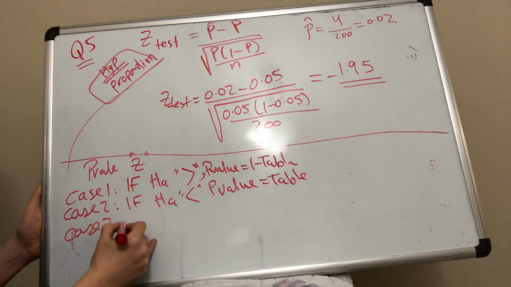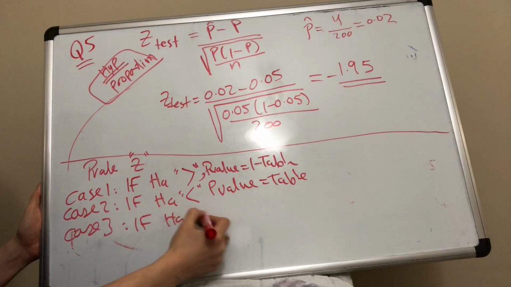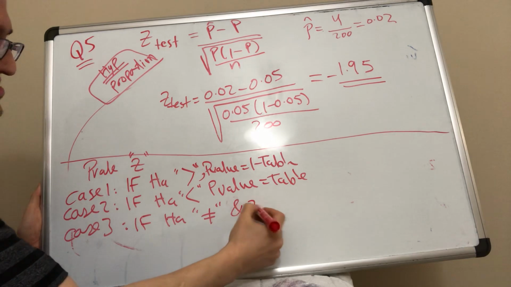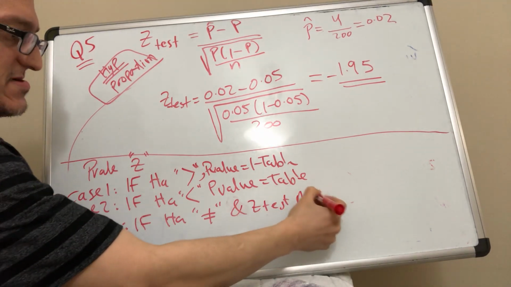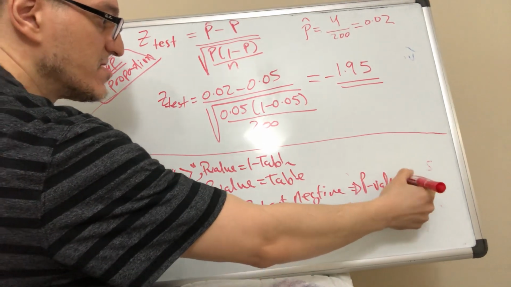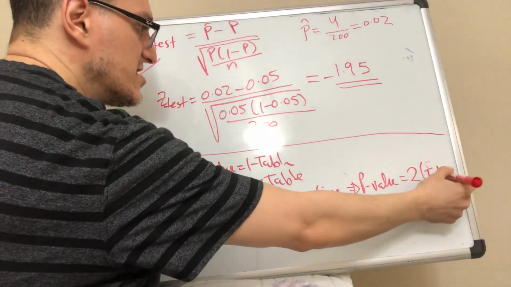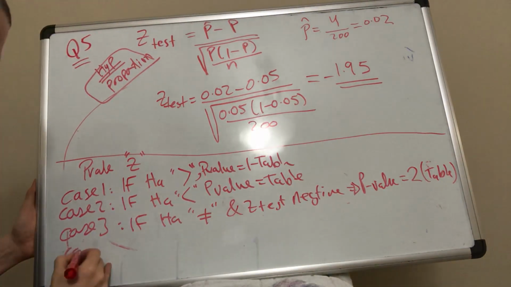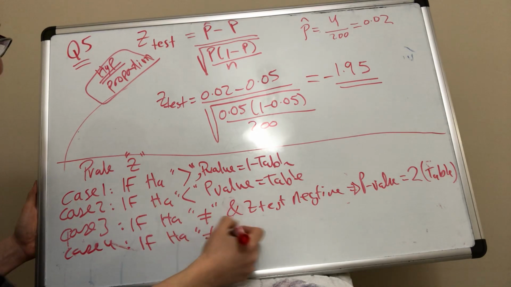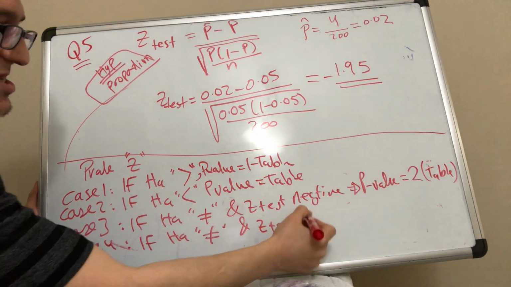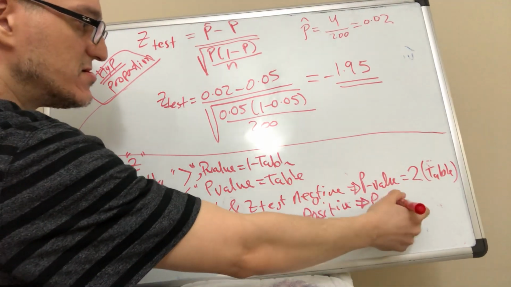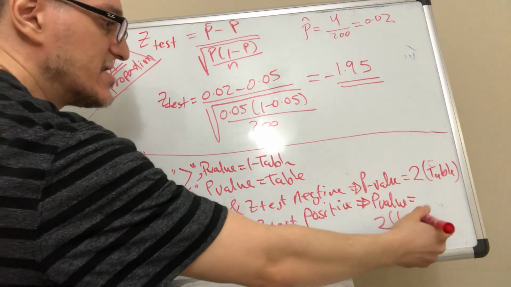Case 3, if HA is not equal and the z-test is negative, then your p-value is 2 times the table. Case 4, if HA is not equal and the z-test is positive, then your p-value is 2 times 1 minus the table.